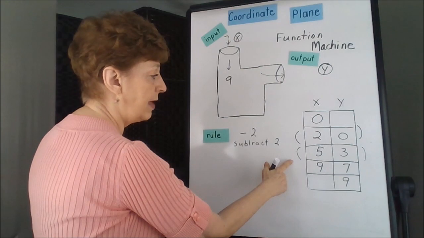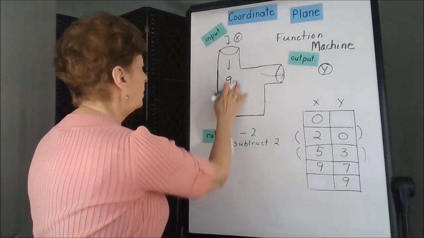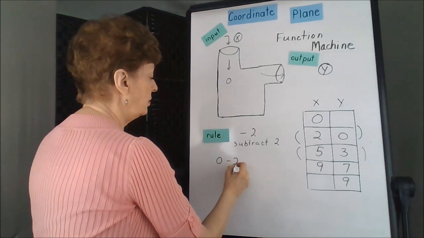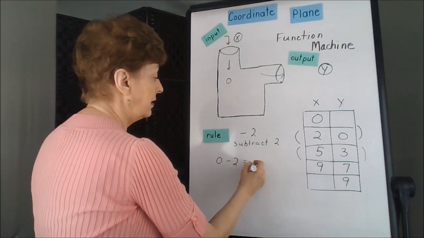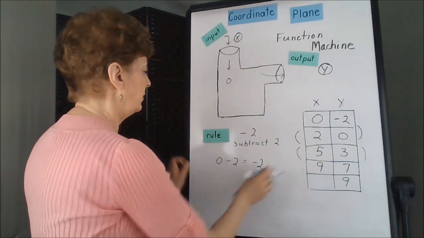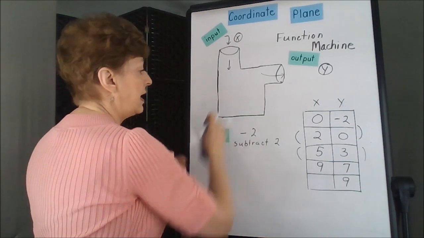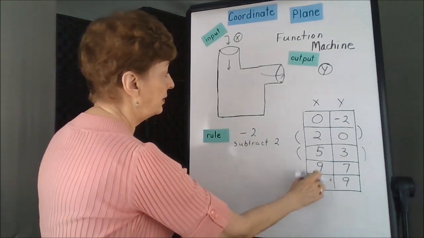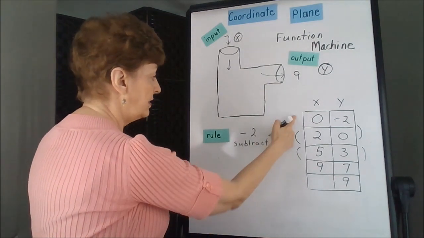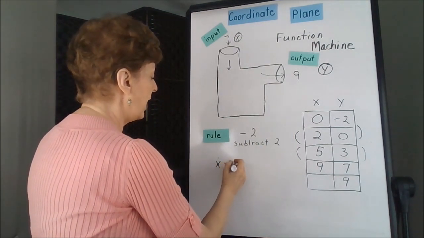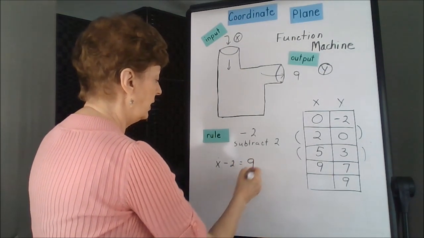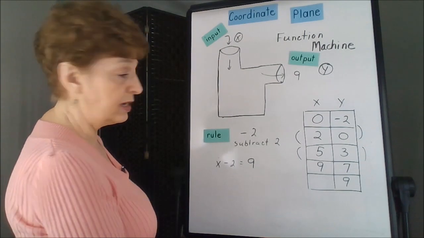So let's apply that to our 0. We're going to put a 0 in and subtract 2. We will get a negative 2. Now on this one, all we know is the output. We just know a 9 came out of it. So if we take our x value and subtract 2 from it, we would get 9. In this case, we would have to solve this equation.